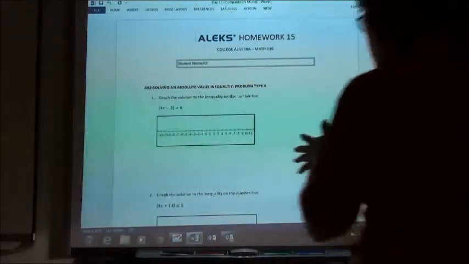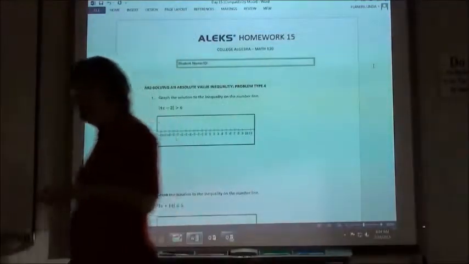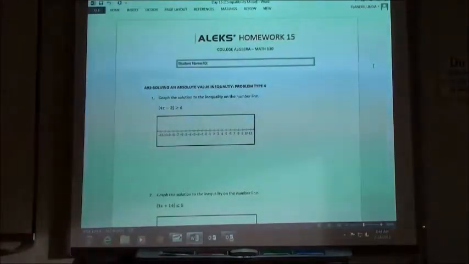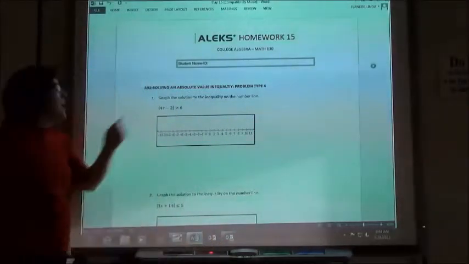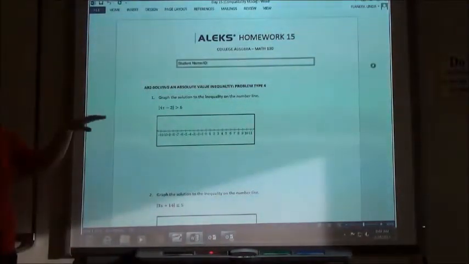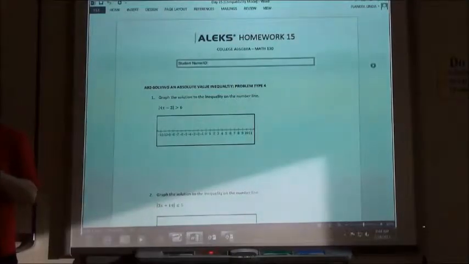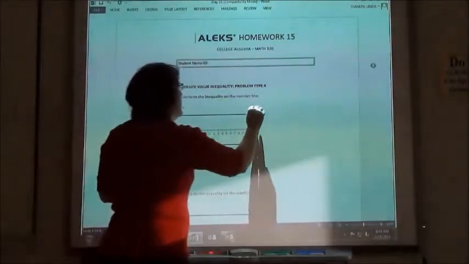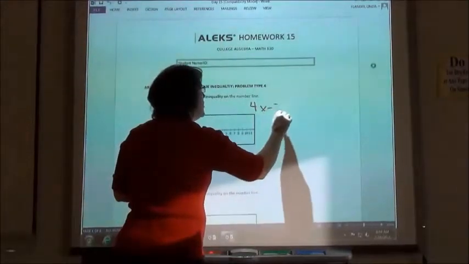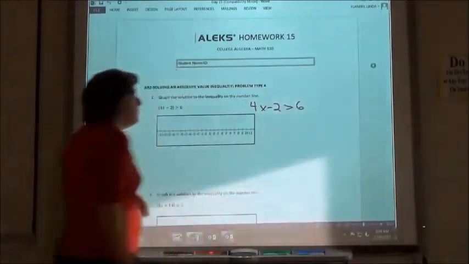All right, homework 15, still working with those absolute value things, and we said whenever we do the absolute value, we have two parts to our problem, right? So, in this case, if I have the absolute value of 4x minus 2 is greater than 6, I'm going to have two problems. First problem, exactly the same, just without the absolute value. So 4x minus 2 is greater than 6.